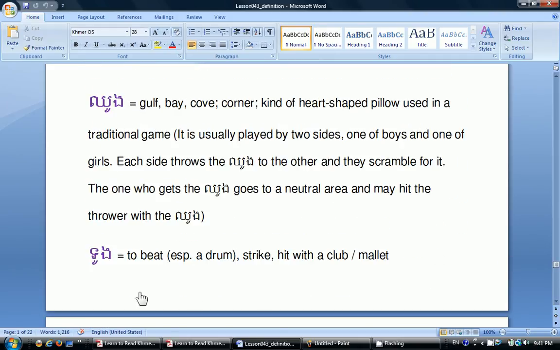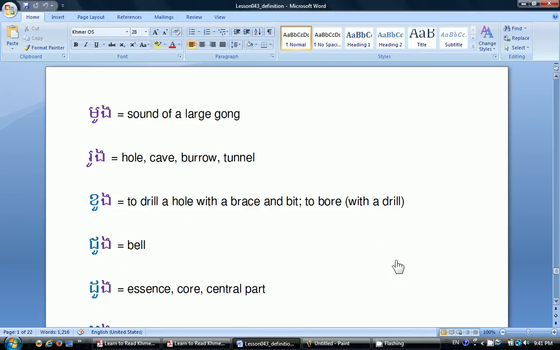Dong means to beat a drum, strike, hit with a club or mallet. Mong means sound of a large gong. Rung means hole, cave, burrow, or tunnel. Kuang means to drill a hole with a brace or bit, to bore with a drill. Juang means bell. Duang means essence, core, or central part.